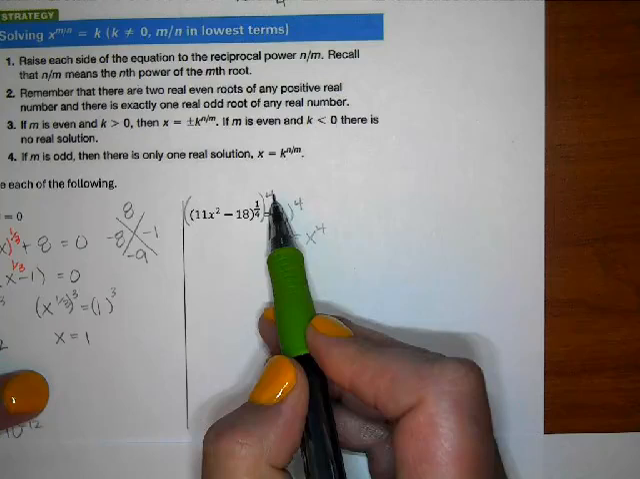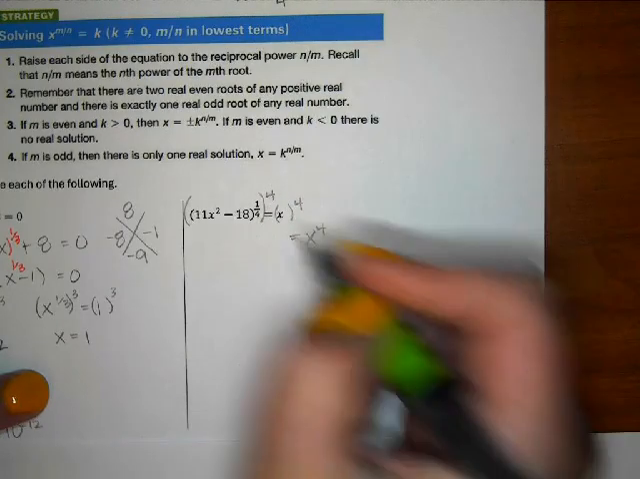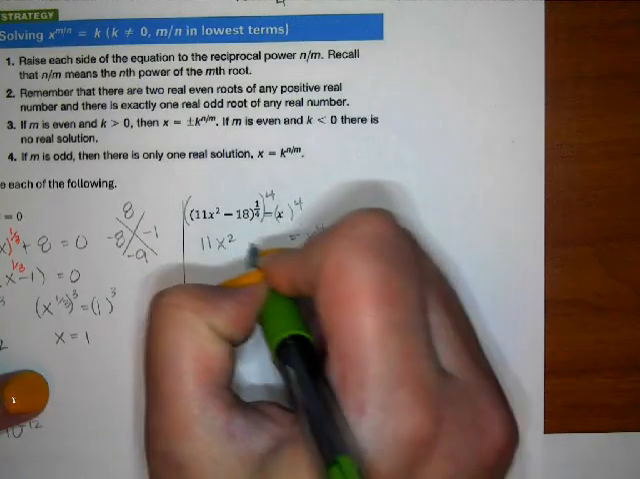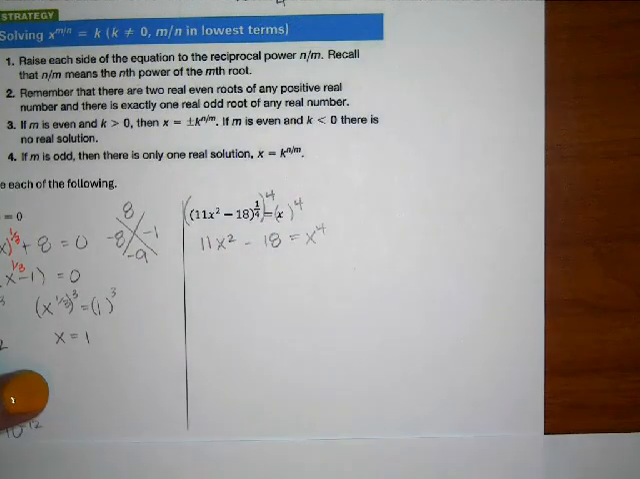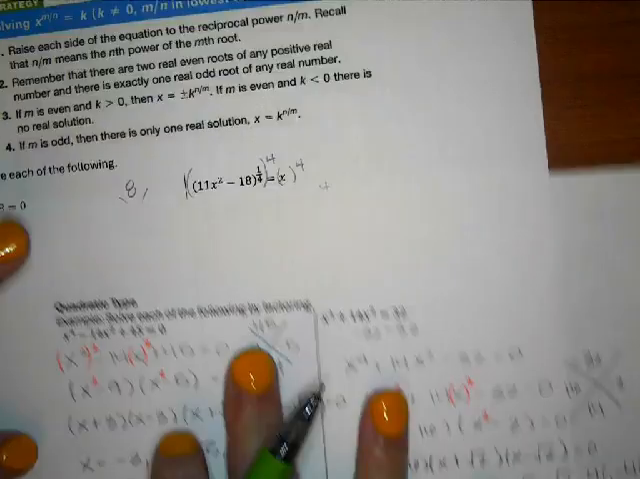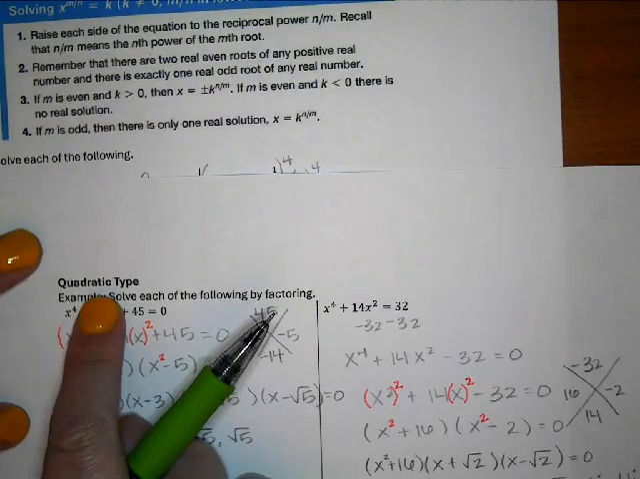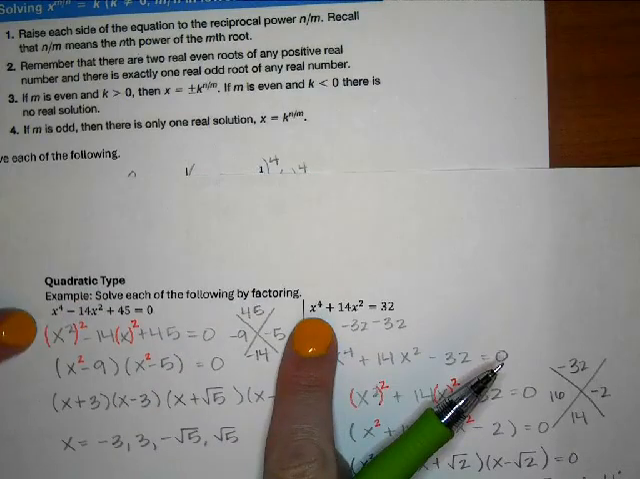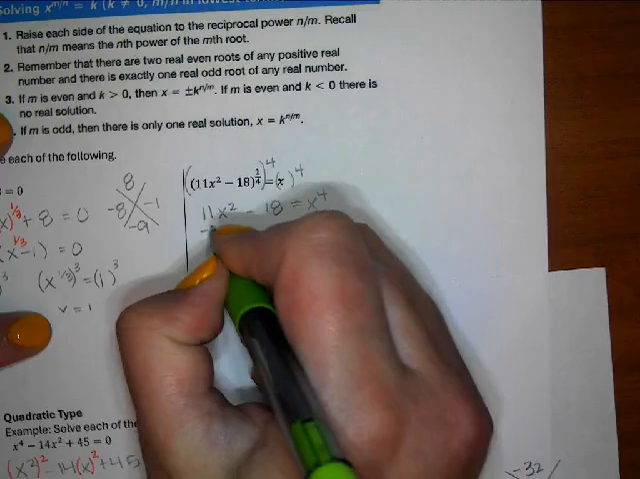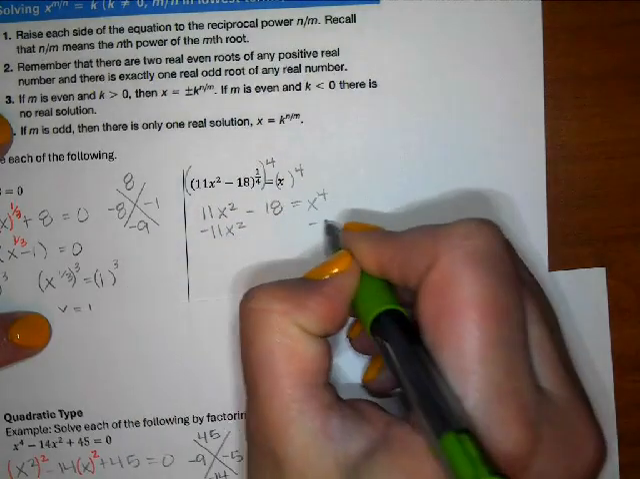And so this is another one of these quadratic types. And we want to have the x to the 4th so that it's positive. So I'm going to minus the 11x squared, add the 18. So we have x to the 4th minus 11x squared plus 18.